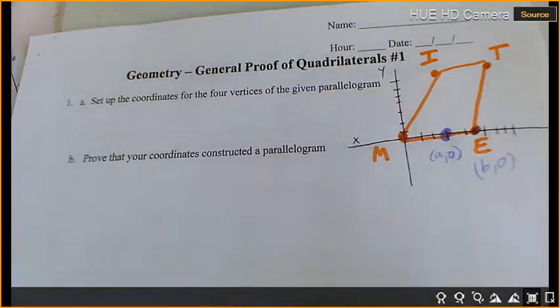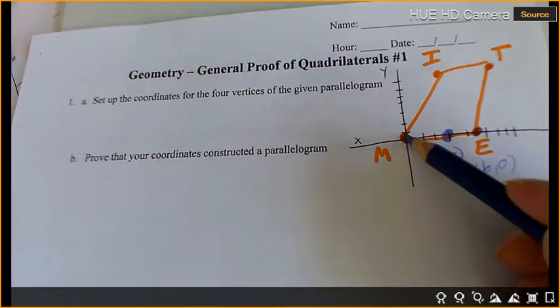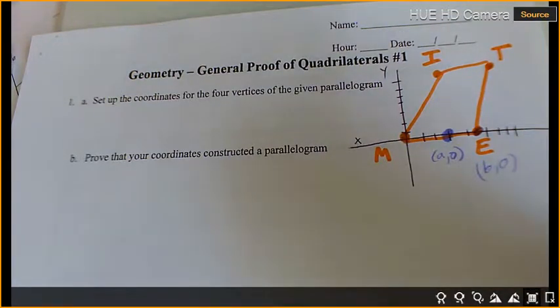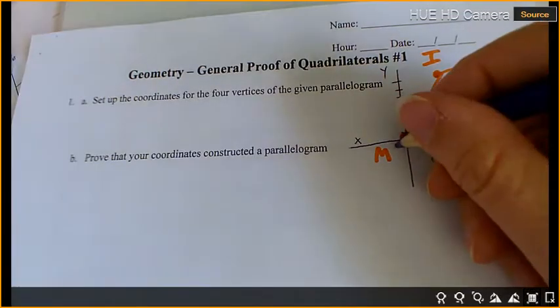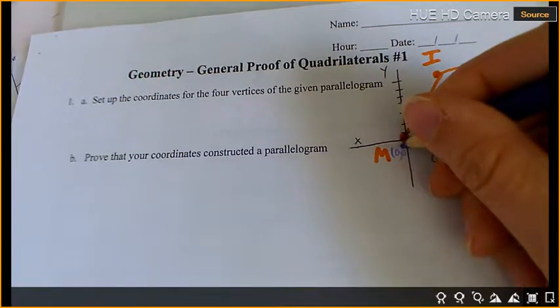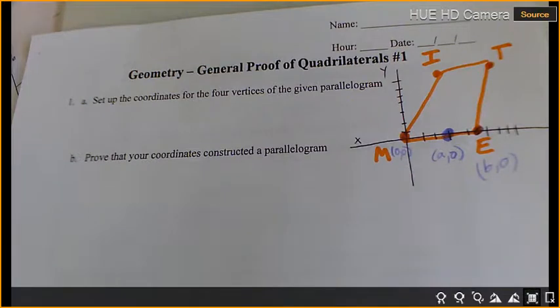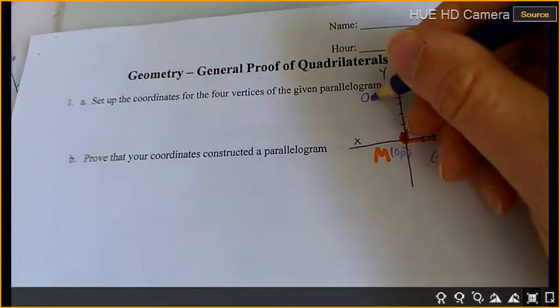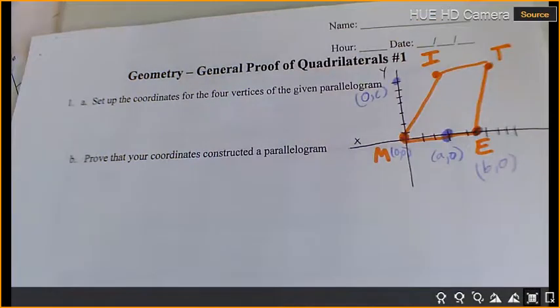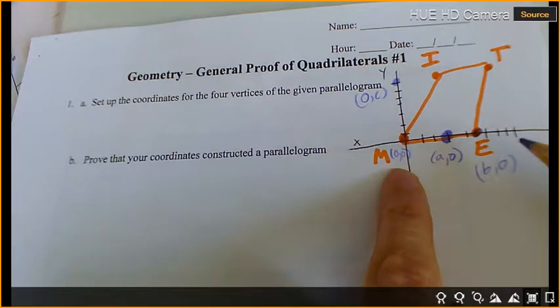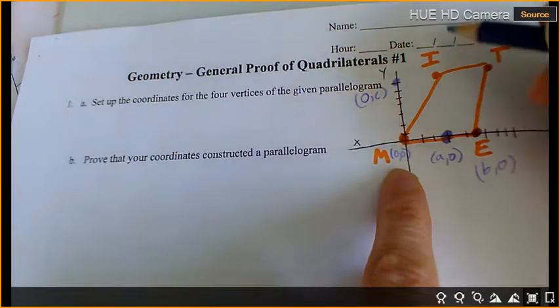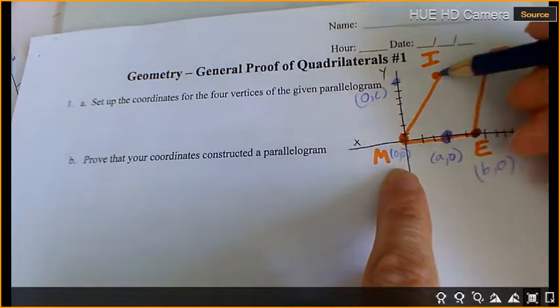What would M be at, though? That should be pretty straightforward. M, as in Moore or Murphy. M is at what point? 0, 0. Good. Okay, now to figure out I and T. This point right here, I'm going to call this 0, C. All right, so I know that M is at 0, 0. E is at B, 0. What would I be at? I went over how much, up how much?